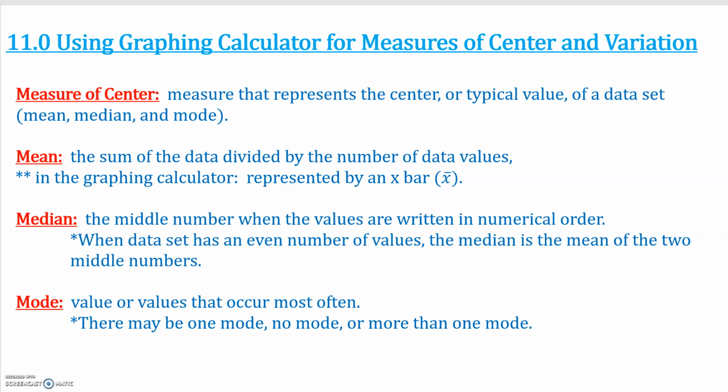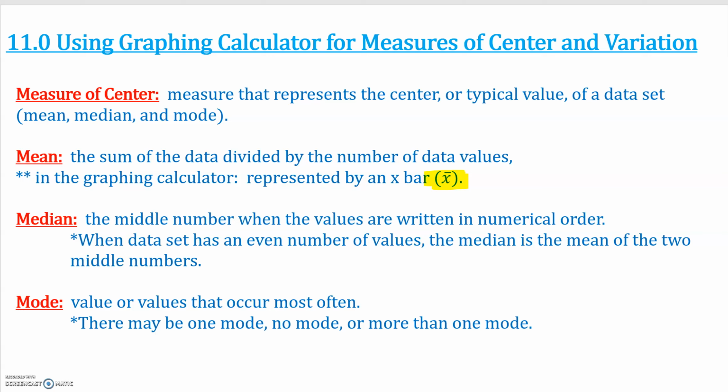There are three main measures of center. Our mean is the sum of the data divided by the number of data values. So remember, you're adding all of them together and dividing by how many numbers you have. That in our graphing calculator, we will start seeing as x bar. So it'll look like an x with a little bar over the top of it.